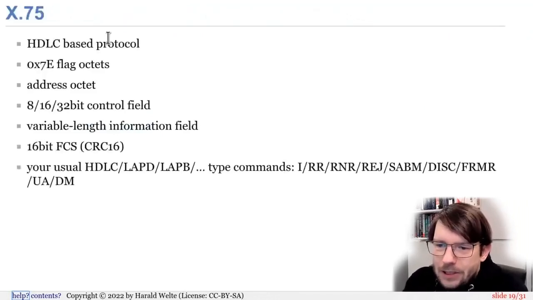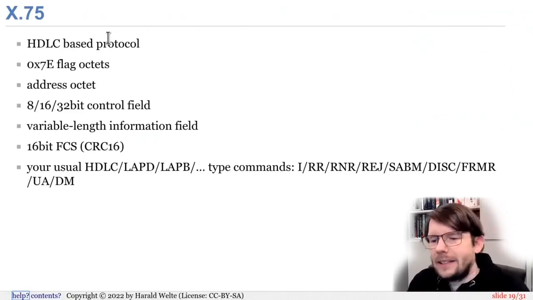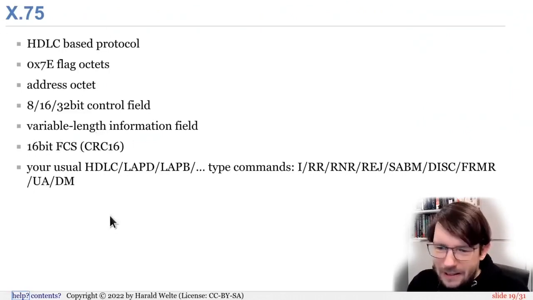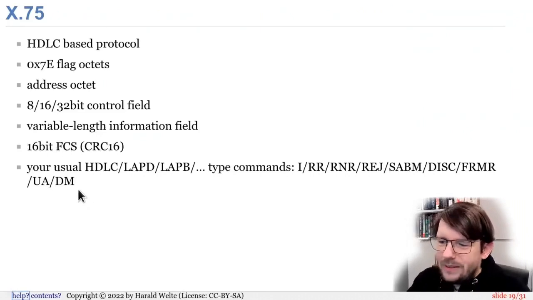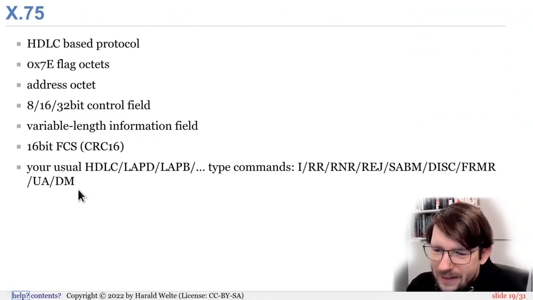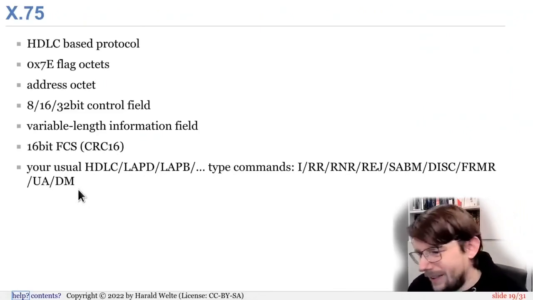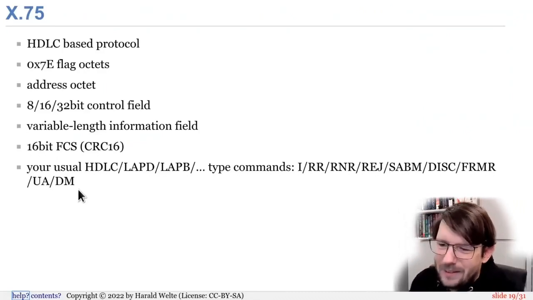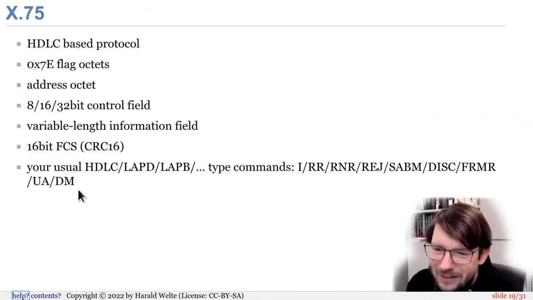X.75 is another B-channel protocol that also uses an HDLC-based approach. So we again have 7E as a flag octet. We have an address octet and a control field, a variable length information field optionally, and the frame check sequence. And X.75 is really like all of those protocols. If you've seen one, you've seen them all. It started with, I think, IBM SDLC, then it became HDLC, then LAPD, LAPB, LAPBM, LAPDM, LAPSat, and all of these protocols, they all look the same with minor differences in some parameters.